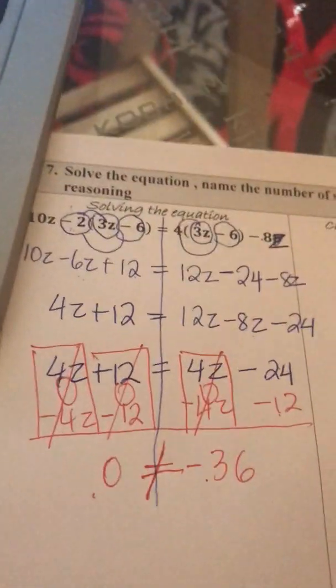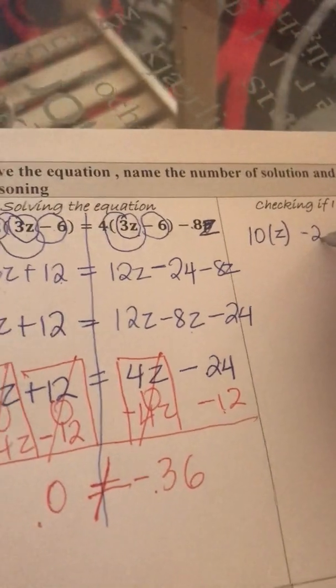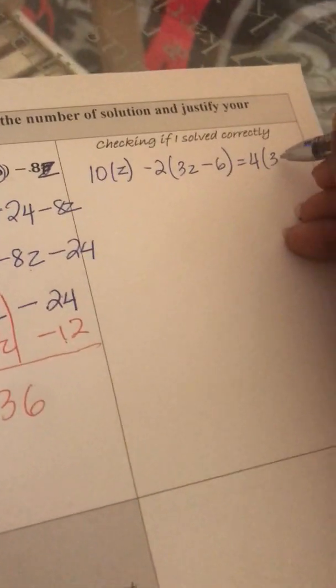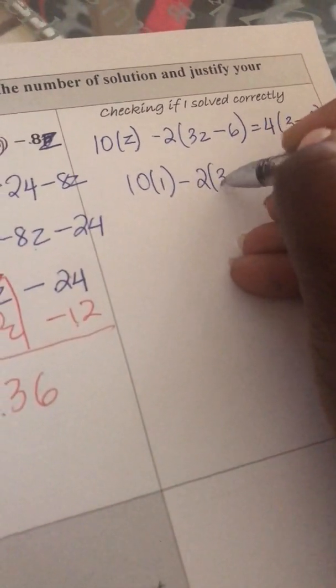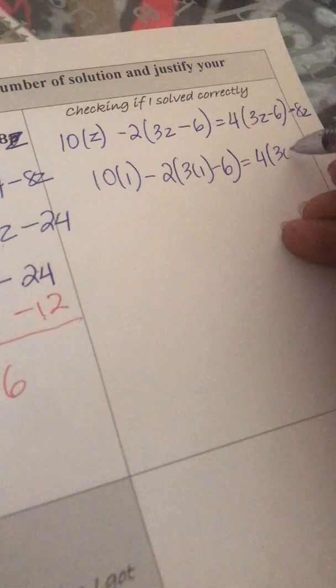So no solution. Do you need to check? Yeah, you always need to check. But, yeah, you can check using 1. Why not? Check using 1. 10 brackets Z minus 2. 3Z minus 6 is equal to 4. 3Z minus 6 minus 8Z. So here you do 10 bracket 1 minus 2, 3 bracket 1 minus 6 is equals to 4, 3 bracket 1 minus 6 minus 8 bracket 1.